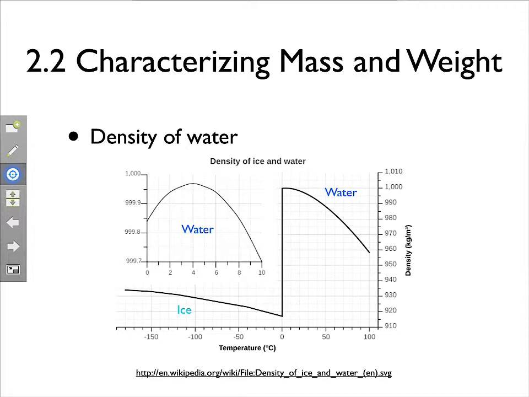So if you get to warm temperatures in water, you will have to deal with the fact that the density drops off. But if you're dealing with things right around here, around 0, around freezing or slightly above, you really don't need to worry about it. 10 out of 1,000 here is a pretty small fraction.